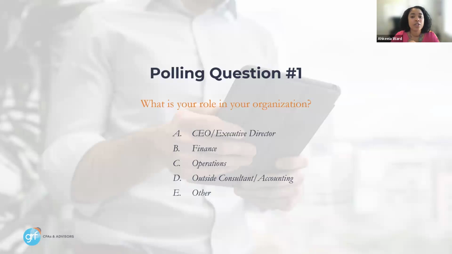So without further ado, I want to go ahead and launch our first polling question to get things kicked off today. So what is your role in your organization? Are you at the C-suite level, CEO or executive director? Are you in finance, operations, outside consultant, or accounting, which is where I am, or other? Make sure to answer these if you want CPE credit.